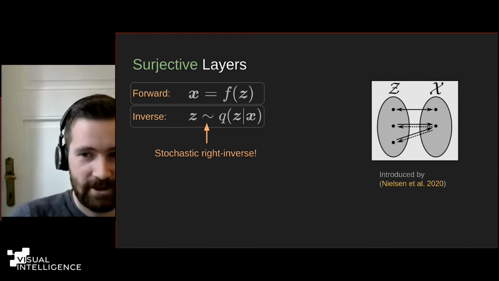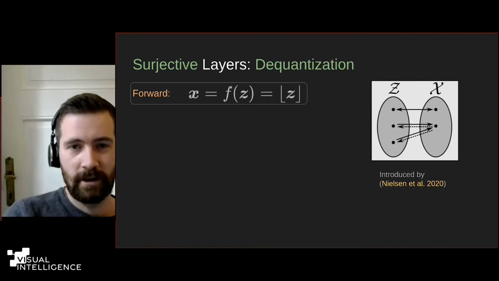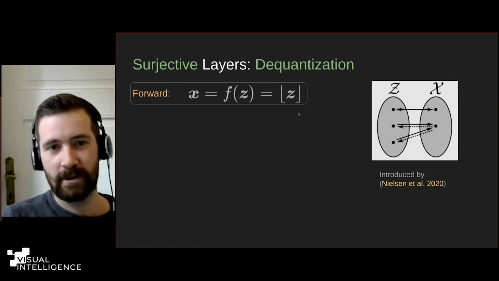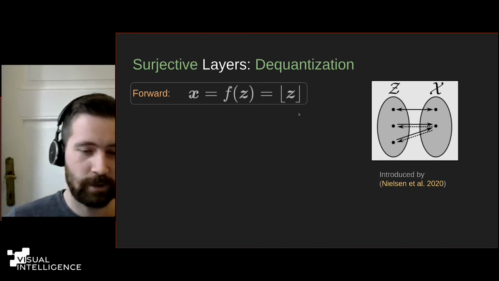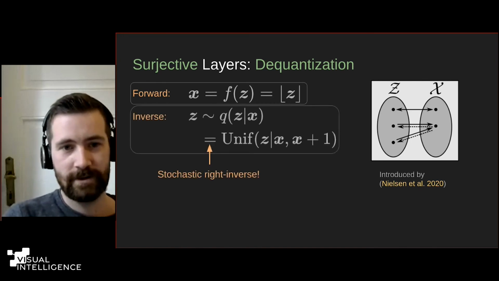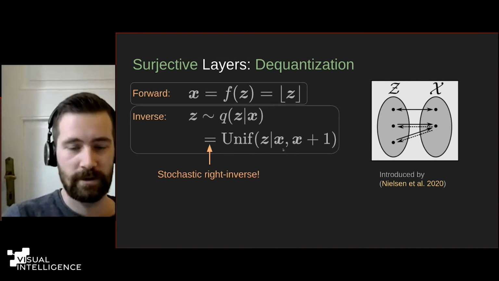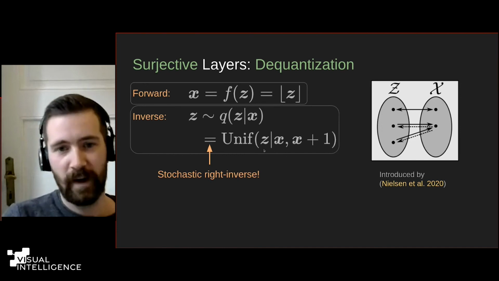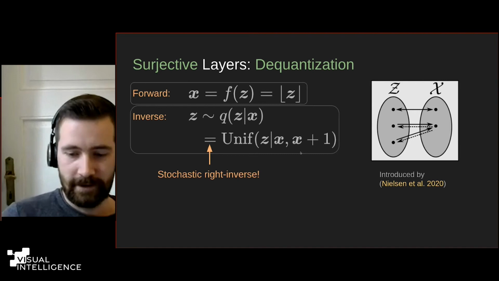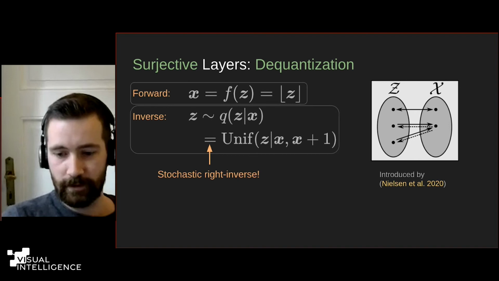So dequantization that we just talked about can actually be viewed as a surjective layer like this, where the deterministic transformation is a flooring operation. So any number between 5 and 6 will become a 5. And then the stochastic right inverse for that is, for example, this uniform distribution that will map your 5 back to anywhere between 5 and 6. And this is really the setup that we used for argmax flows.